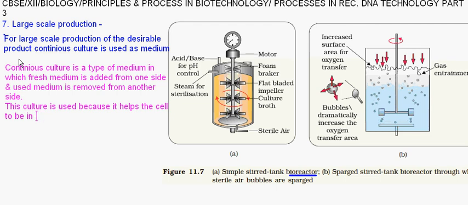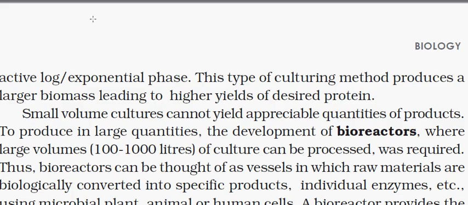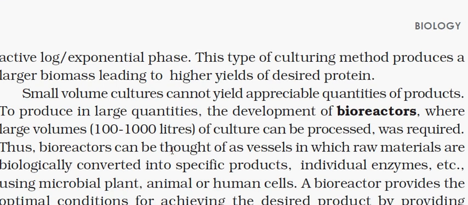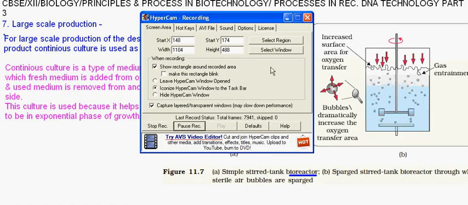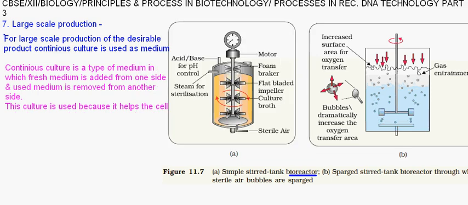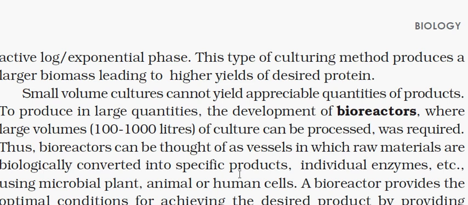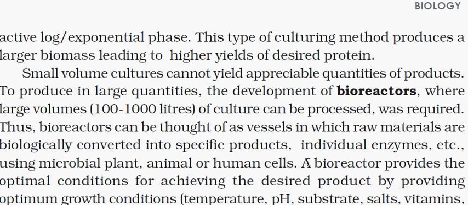Now, what is a bioreactor? A bioreactor is a container in which large scale production is done, in which raw materials, individual enzymes, etc. are added, and optimal conditions for growth of the specific organism are maintained. What are optimum growth conditions? Maintenance of pH, temperature, substrate, salt, vitamin, and oxygen concentration.